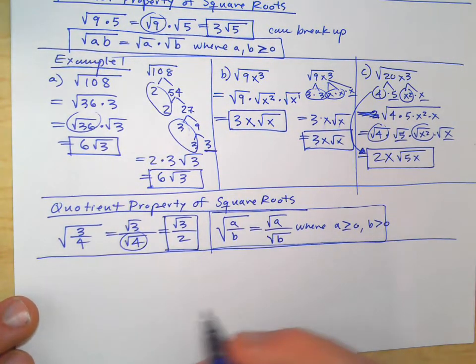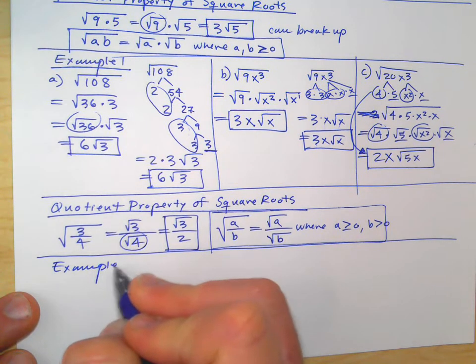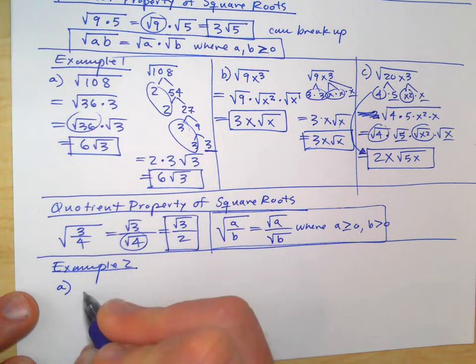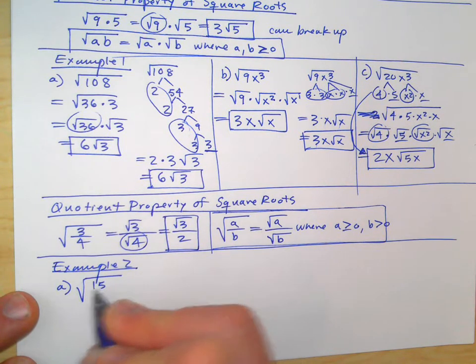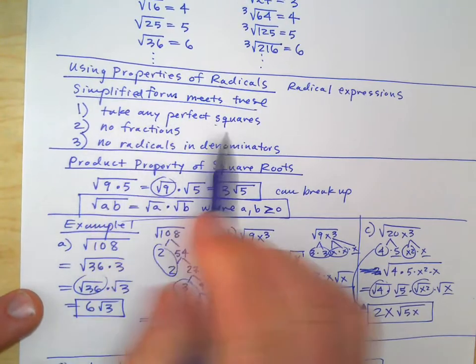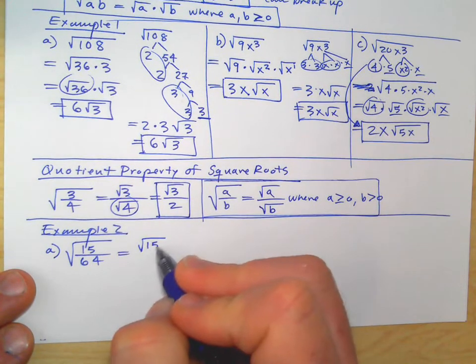So let's do a couple examples like that. Example 2, part A, square root of 15 over 64. Now, one of the rules we set up here to be done is that we can't have fractions inside. So that's what we're fixing right now. The way to fix it is you break it up top and the bottom.